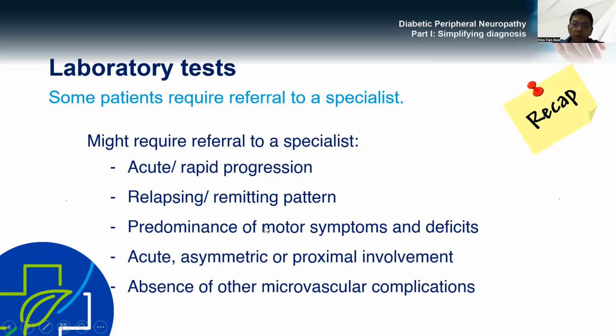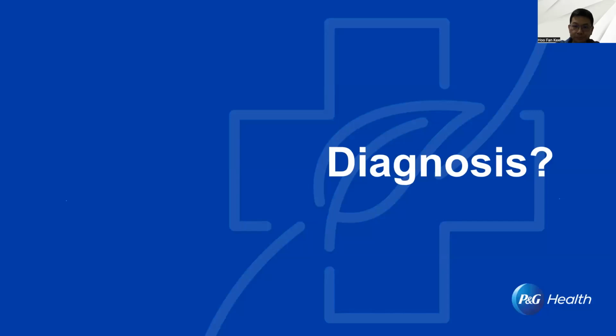So the predominant motor symptom and deficits could be a different kind of cause, acute or mono, which involves one foot instead of both feet. That is quite significant, but where only one side is involved, the likelihood of a diagnosis of peripheral neuropathy is low. There is also an absence of microvascular complications. Those are the caveats you need to think about, which could mean it is not likely a peripheral neuropathy. Then you may need to refer to a general physician or neurologist.